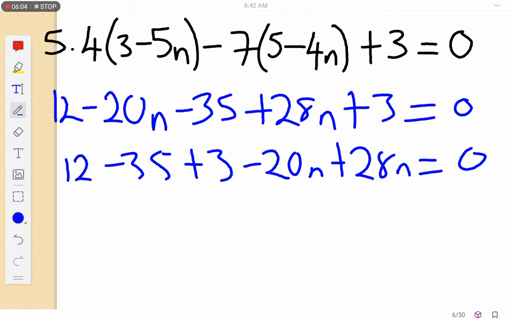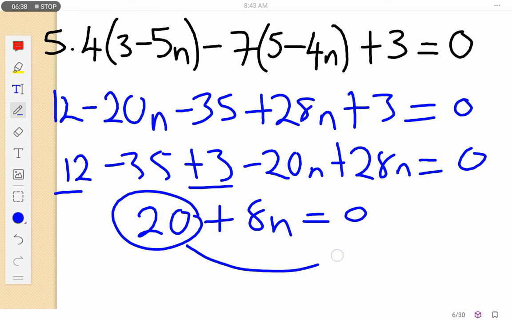So this is basically this one and this one. I can say it's 15 minus 35. I will have minus 20 there. Then minus 20n plus 28n, I can get plus 8n there, is equal to 0. So it's easy for me to take this to this side, it becomes plus 20. So our 8n is equal to minus 20.